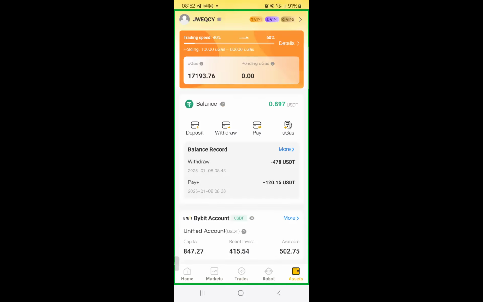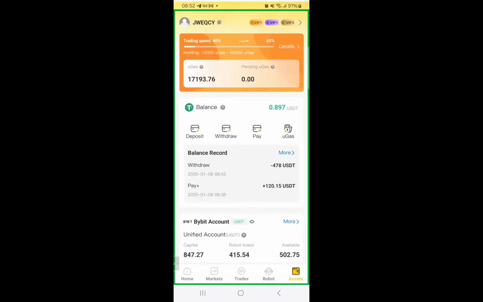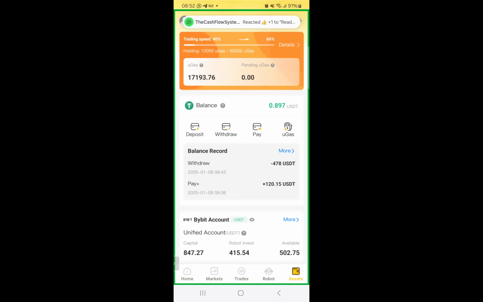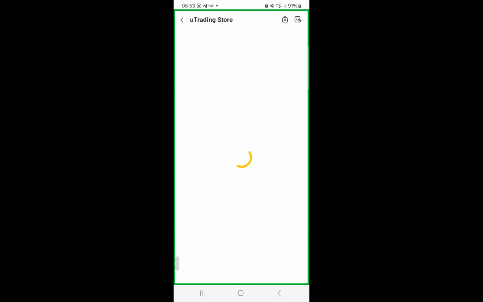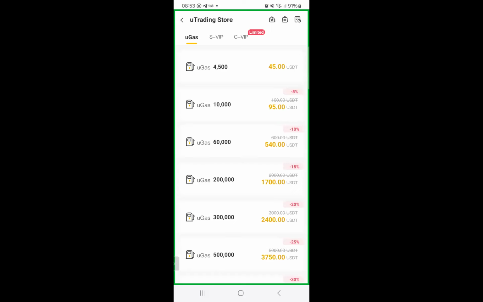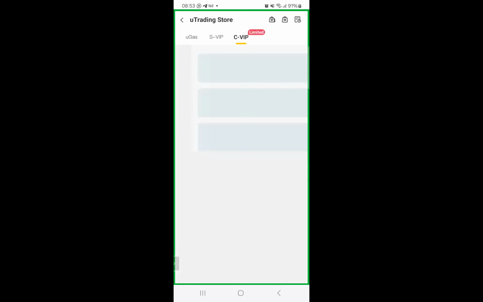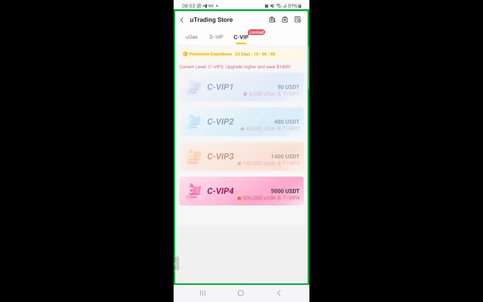If you have interest in doing affiliate promotion over time, I would recommend that when you send in the money, you come back here and click UGAS. Instead of buying UGAS from here, I would recommend you go to this CVIP so that you can buy UGAS in this section. It can allow you to have some ranking over time. So that's the first thing I would recommend.